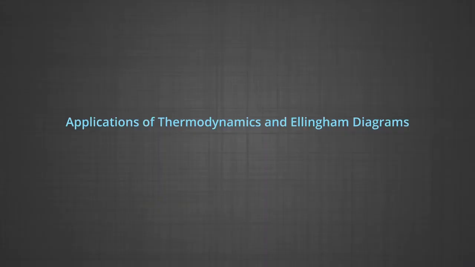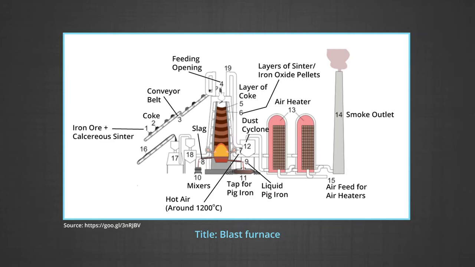Let us see the applications of thermodynamics and Ellingham diagrams in extraction of some metals. Extraction of iron from its oxides. Oxide ores of iron, after concentration through calcination or roasting, are mixed with limestone and coke and fed into a blast furnace from its top. Here, the oxide is reduced to the metal. Thermodynamics helps us to understand how coke reduces the oxide and why only this furnace is chosen.